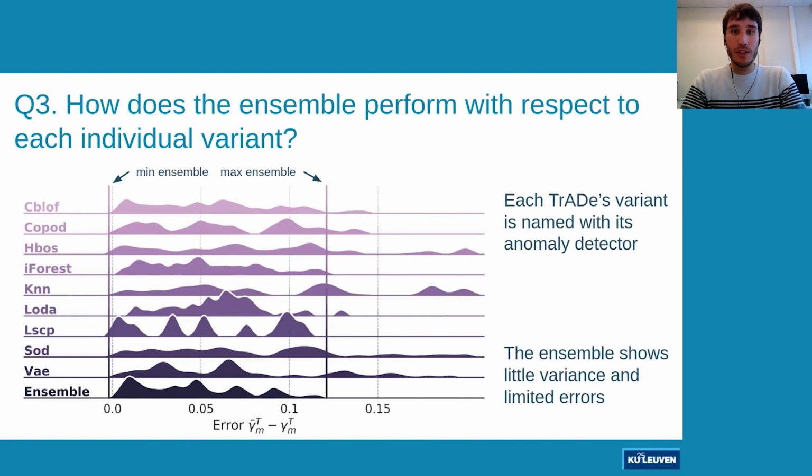Our third research question investigates whether the ensemble of detectors works better than the individual variants obtained by using a single detector. In this plot, we show the distribution of error between our estimate and the real target contamination factor. Each TRADE variant is named with its anomaly detector name. And compared to using a single detector, the ensemble method shows lower variance and limited errors, getting errors higher than 0.10 in just a few cases. Moreover, the ensemble variant reduces the error on average by at least 10% and up to 50%.